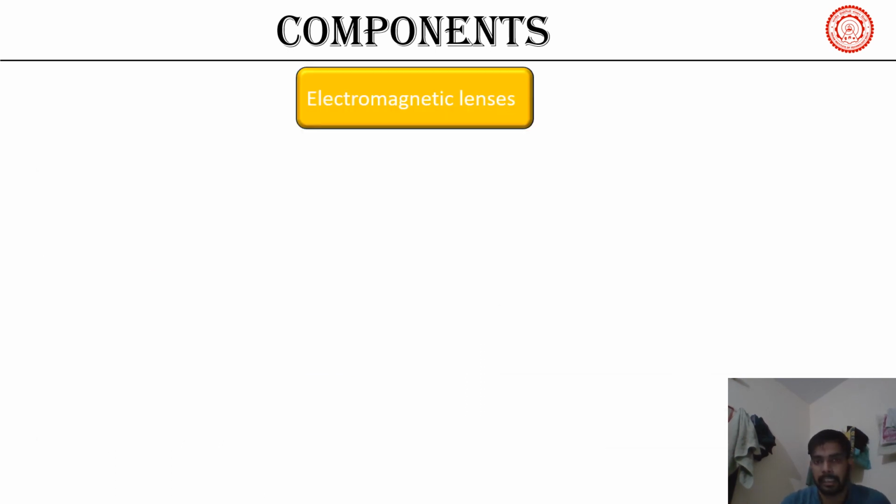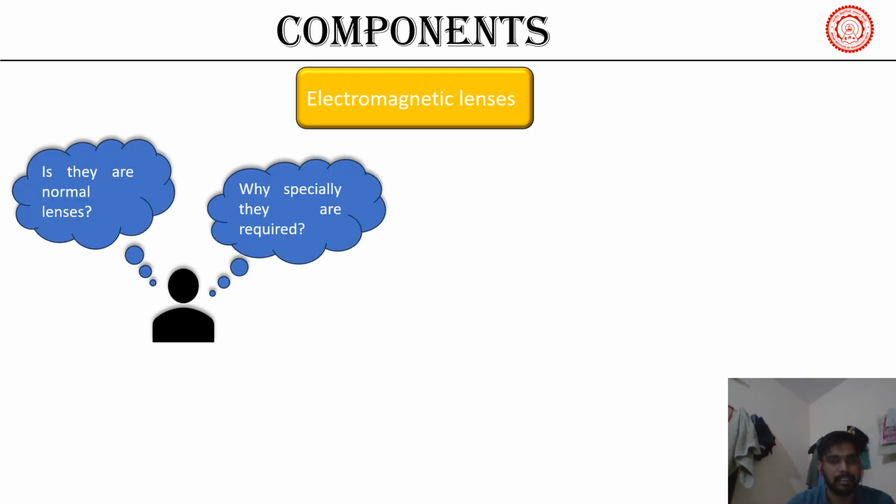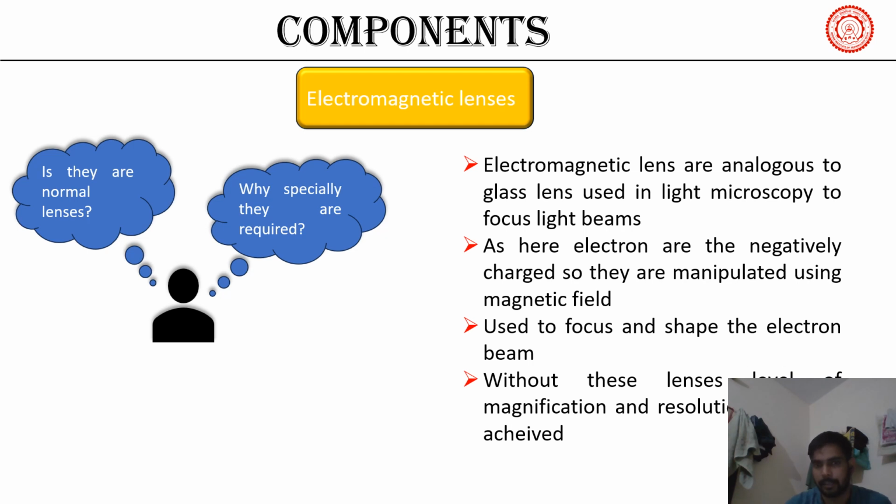Now coming to the electromagnetic lenses, here we have two questions. First, are electromagnetic lenses the same type as glass lenses, that is, similar to normal lenses? And second, why are they especially required? The answer to the first question is that they are not normal lenses, like the ones we use in optical microscopy. Why they are especially required is explained in the further section.